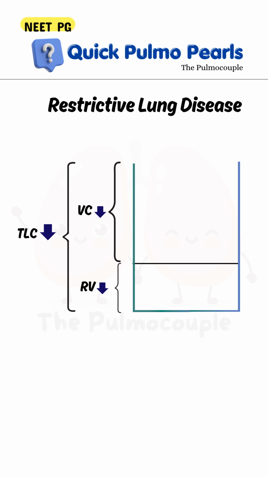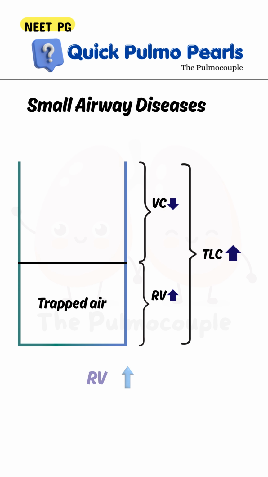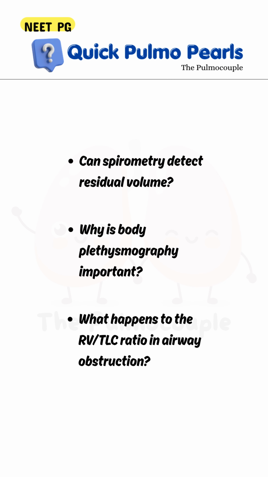So now when you do plethysmography, in the first scenario, you will find out RV is low and it's in proportion with TLC. In the second scenario, you will find out that RV is high and it forms a larger proportion of the TLC. So in restrictive disease, everything is low and proportional, but in obstructive disease, RV increases disproportionately because of air trapping. So, three questions that you must know.